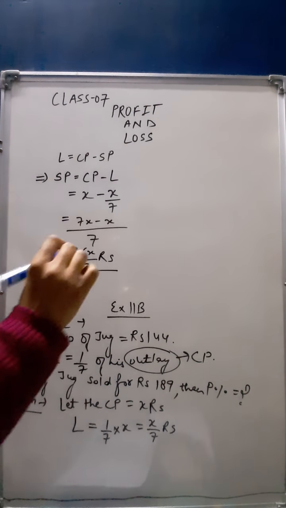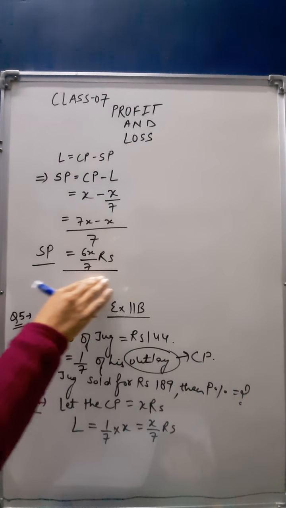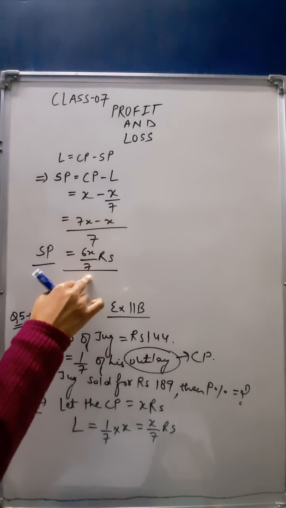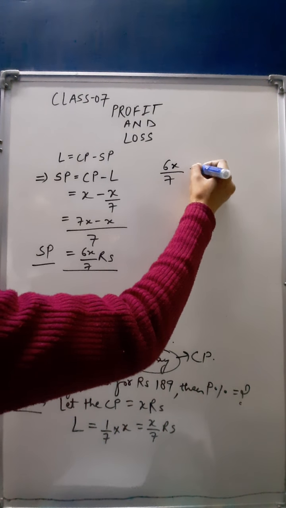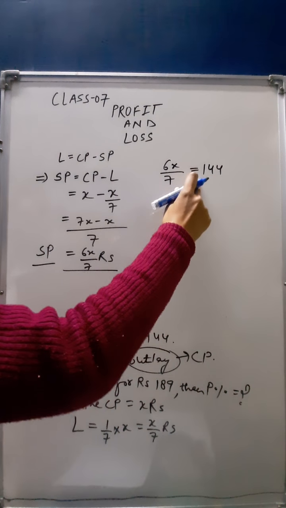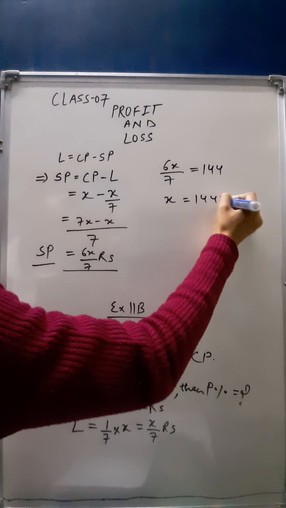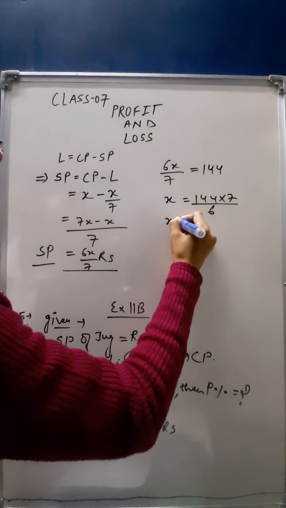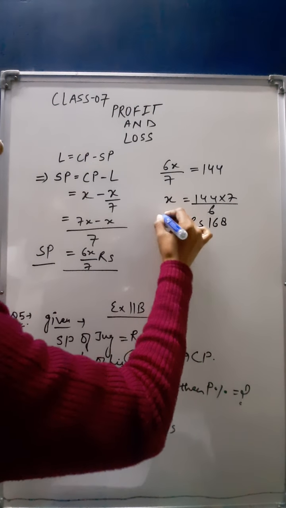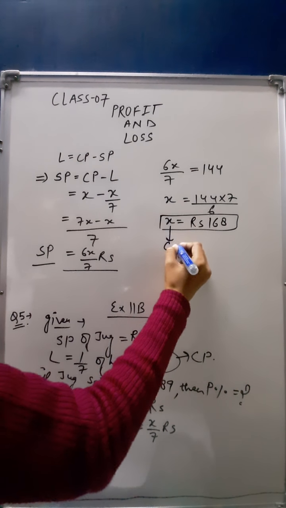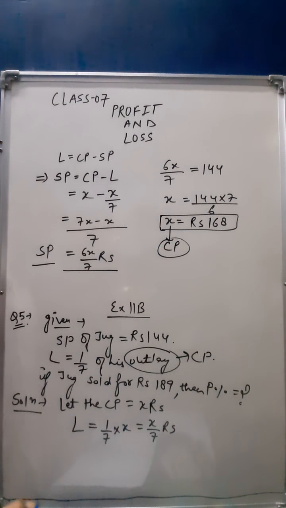In the question we have been given the selling price as rupees 144. But according to our calculation the selling price is coming out to be 6x/7. So we'll put this equal to this: 6x/7 equals 144. From here we will calculate the value of x, which will come out to be rupees 168. You had considered the cost price as x rupees, so this is your cost price.